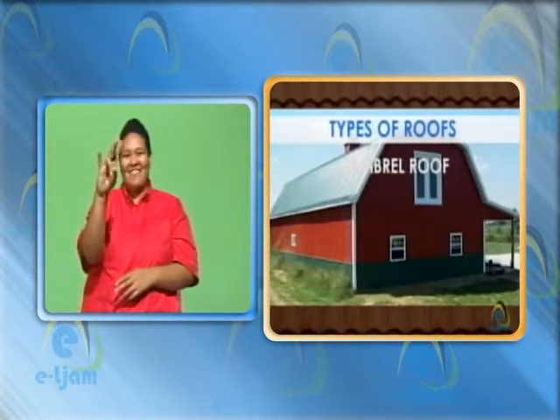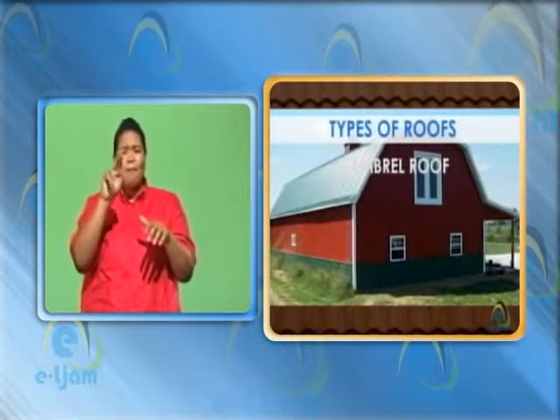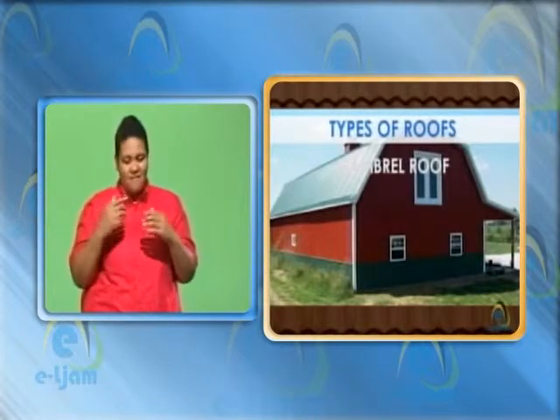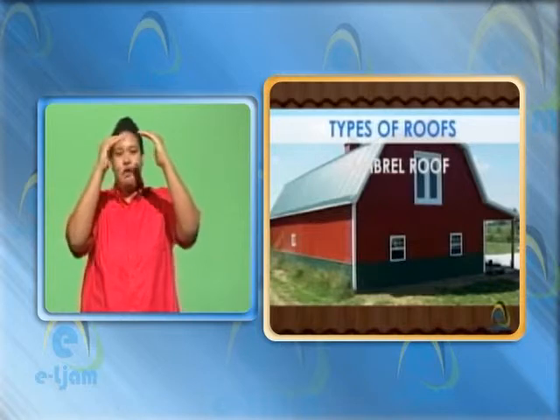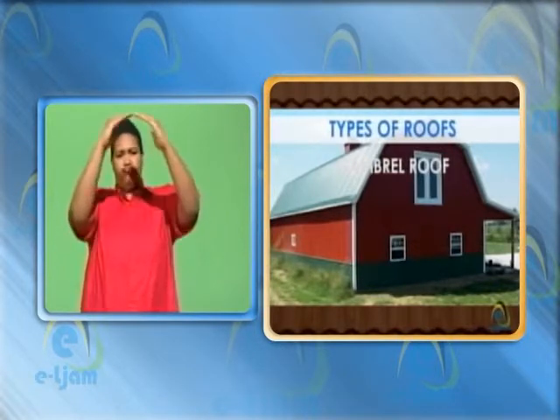A gambrel roof has a similar cross-section to a mansard roof, but a gambrel has vertical gable ends instead of being hipped at the four corners of the building. A gambrel roof overhangs the facade, whereas a mansard normally does not.